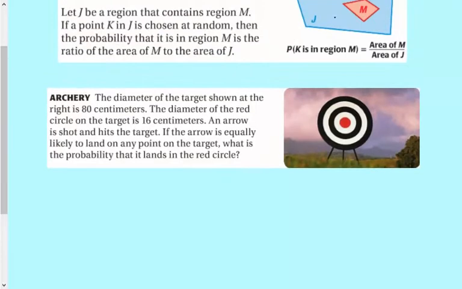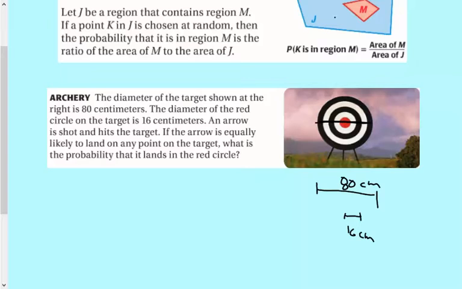So the diameter of the target shown at the right is 80. So this full diameter from here to there is 80 centimeters. And the diameter of the red circle is 16 centimeters. An arrow is shot and hits the target, so we're going to assume that you actually hit the target somewhere. If the arrow is equally likely to land on any point on the target, what is the probability that it lands in the red circle?